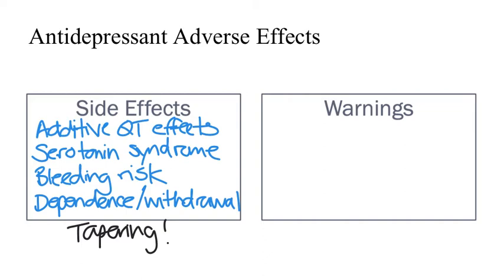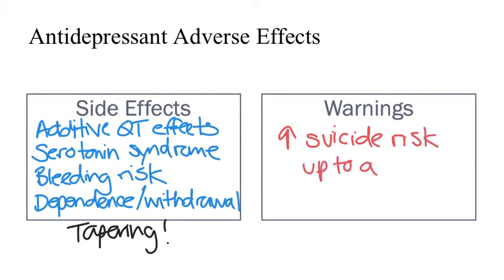In terms of warnings for antidepressants, all drugs approved for the treatment of depression carry a black box warning about the increased risk of suicidal thinking and behavior in children and young adults up to the age of 24. This is because of the long timeline for reversal of mood symptoms.